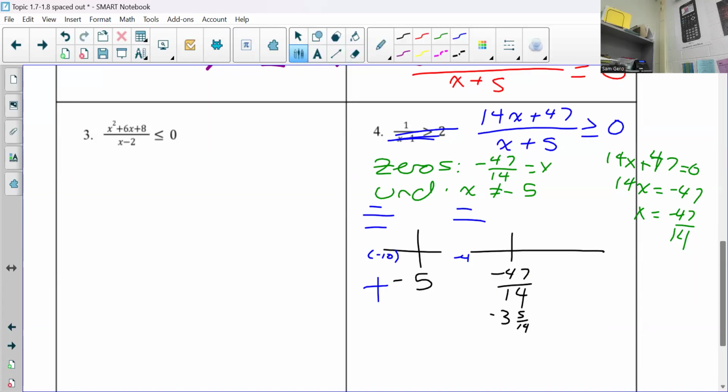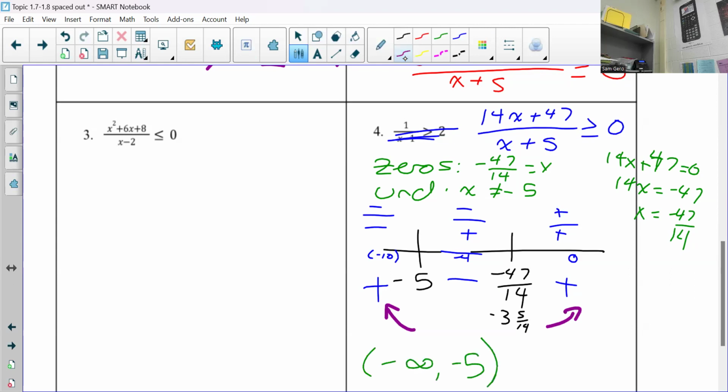-4 plus 5 is positive, so this is negative. And then I'm going to choose 0: positive, positive, that's positive. Again, I wanted where it was greater than or equal to 0, so the positive portions. So negative infinity to -5. -5 was my undefined, so I get the parentheses. Union, 47 was a 0, it gets a bracket. -47 to infinity.